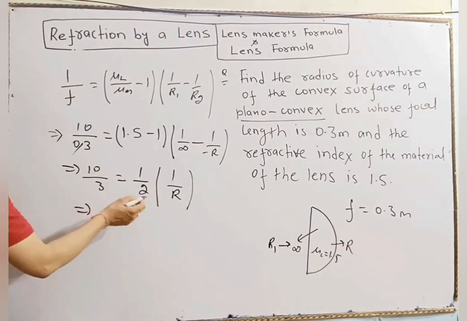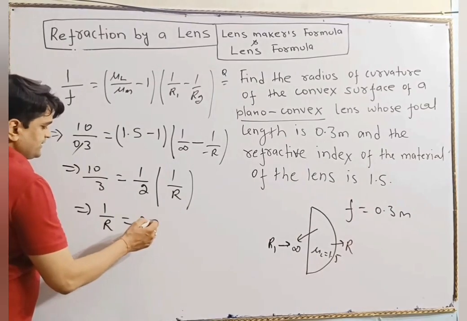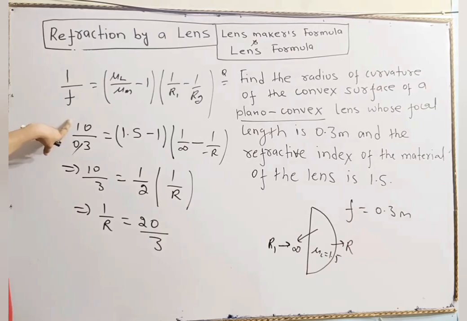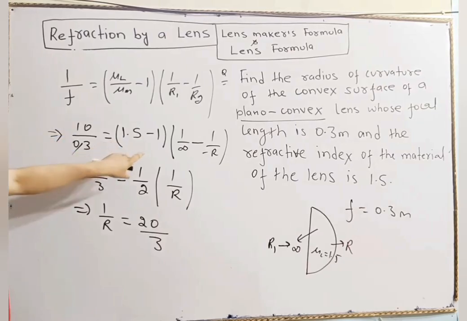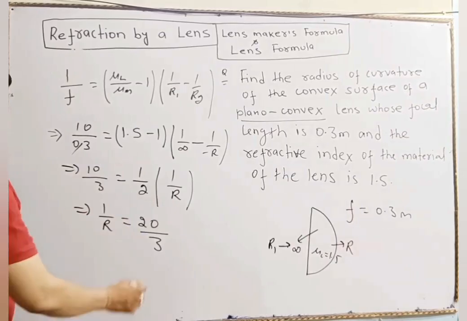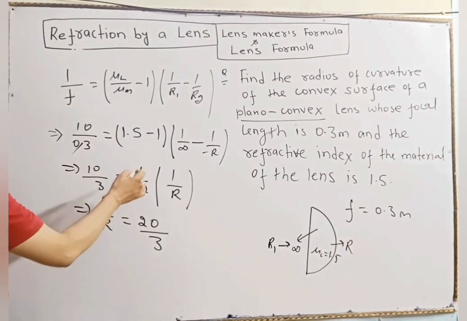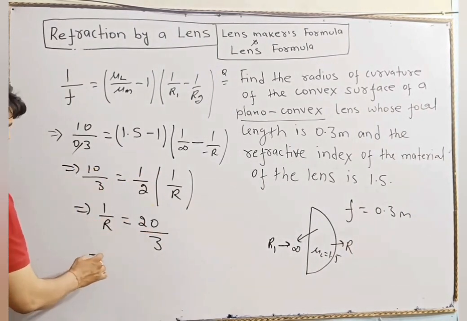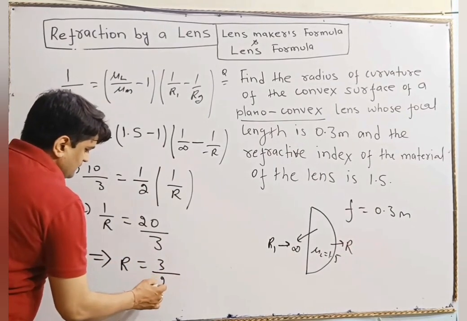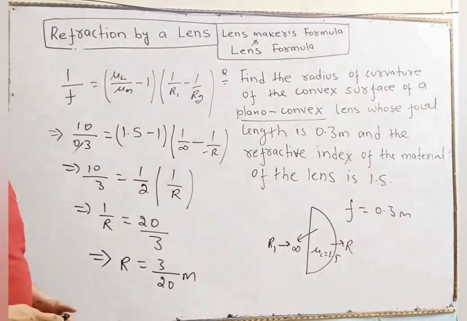So 10 by 3 equals 1 by 2 times 1 upon R. So 1 upon R equals 20 by 3. So R will be 3 by 20 meter. Okay, 3 by 20.